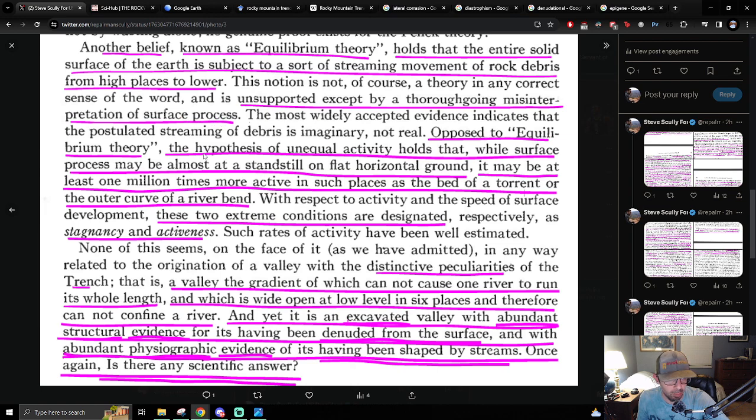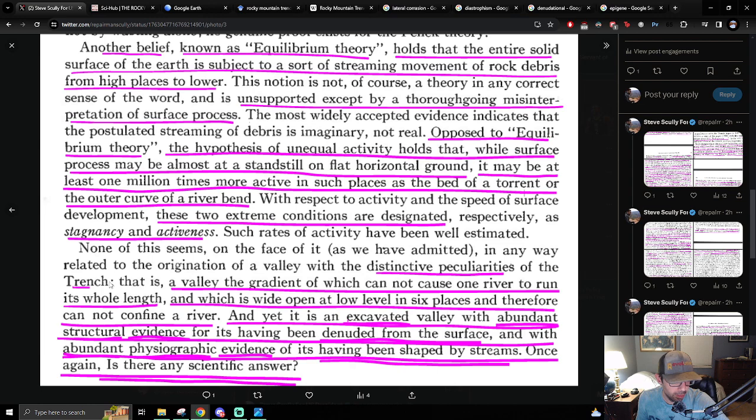Opposed to equilibrium theory, the hypothesis of unequal activity holds that while surface process may be almost at a standstill on flat horizontal ground, it may be at least 1 million times more active in such places as the bed of a torrent, or the outer curve of a river bend. So that creates variation. These two extreme conditions are designated stagnancy and activeness. This is much more of the reality of the situation. Kind of like catastrophism.